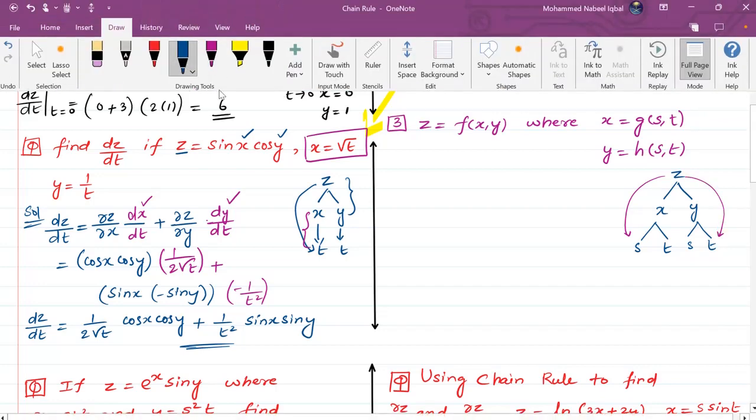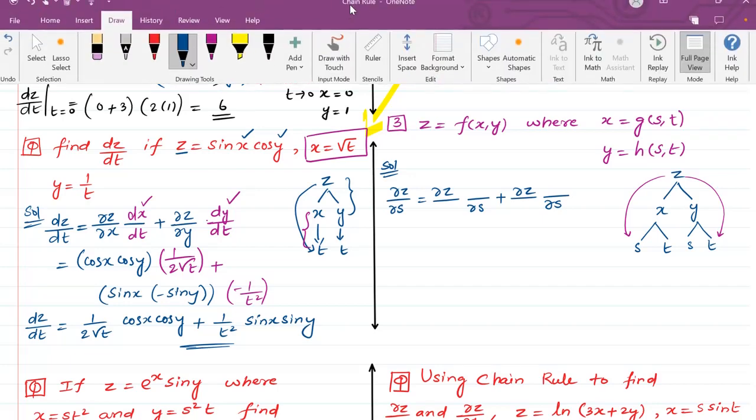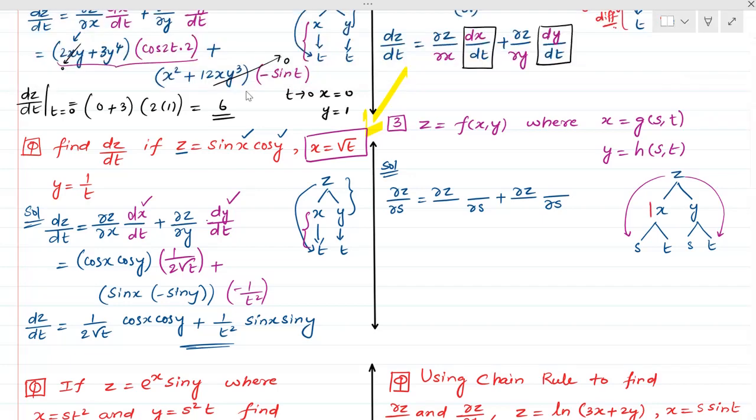See here, very important. So I write it this way: dou z over dou x times dou x over dou s, plus dou z over dou y times dou y over dou s. Why are we using dou, not d? Because it's a multi-variable function, x and y, and s and t. That's why partial derivative. What are the in-between variables? x and y. That's it.